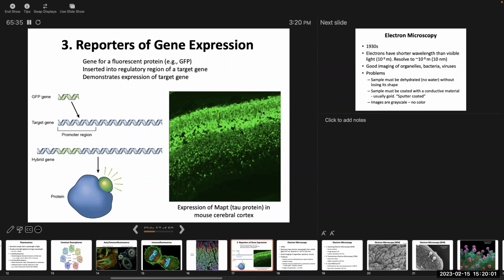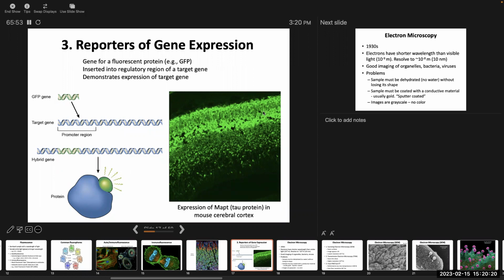So we've talked about autofluorescence: certain molecules in the cell that just fluoresce all on their own without having to add anything special to them. We've talked about immunofluorescence: using antibodies to attach fluorophores to specific molecules in the cell.